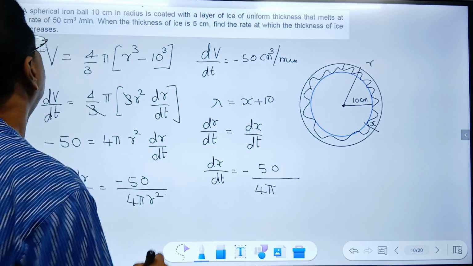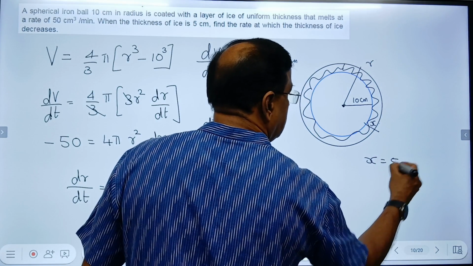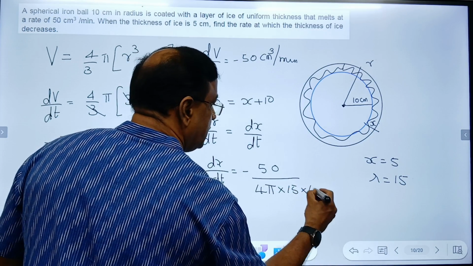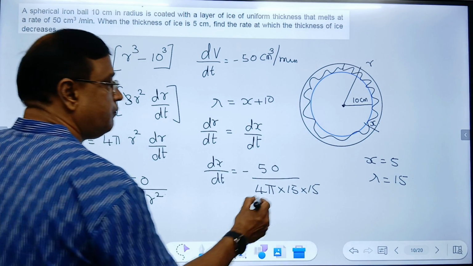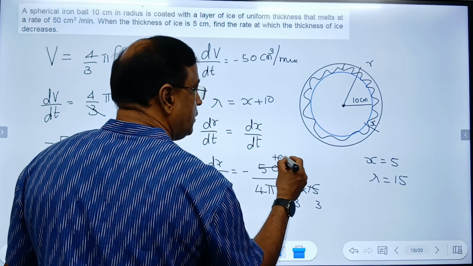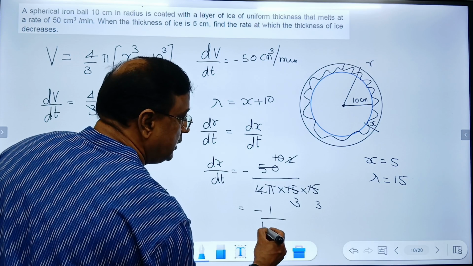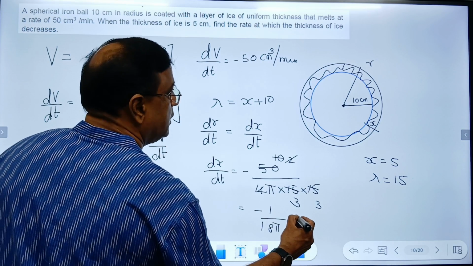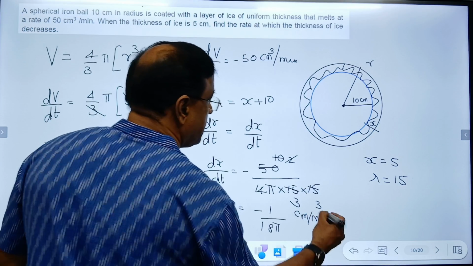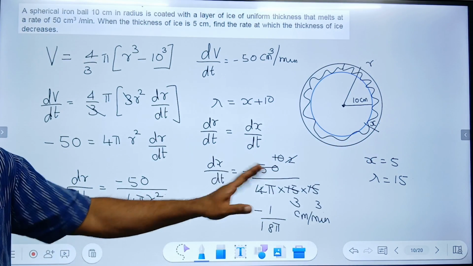What is r square? The thickness is 5. When the thickness is 5, my radius will be 15, correct? So 15 into 15. Now 5 goes 3 times, 5 goes 10 times, 5 goes 3 times, 5 goes 2 times, 2 will go 2 times. So it will be minus 1 by, I think it is 18 pi centimeter per minute. So clearly the thickness decreases at 1 by 18 pi centimeter per minute.